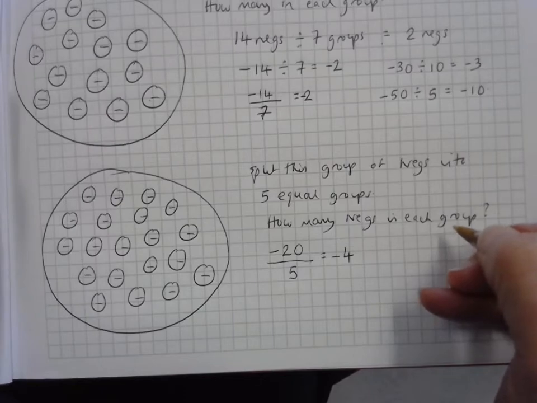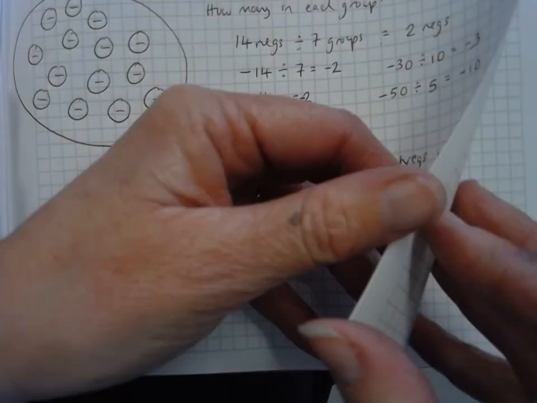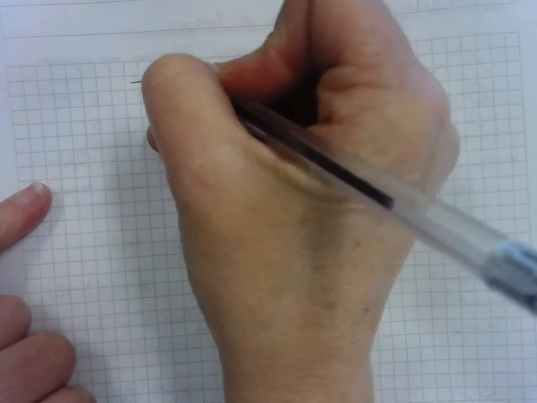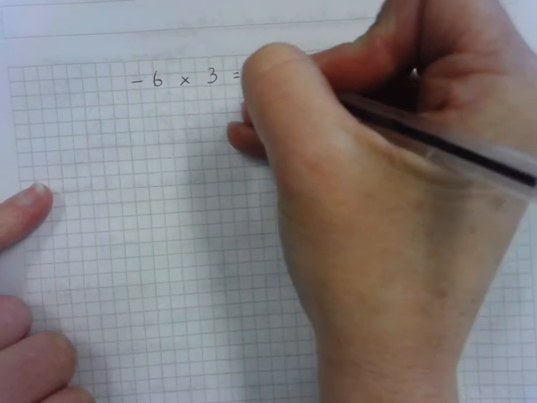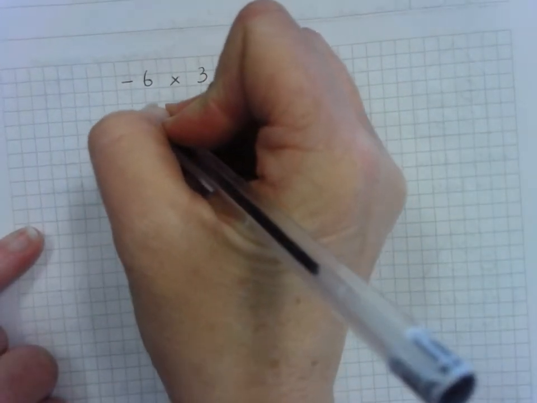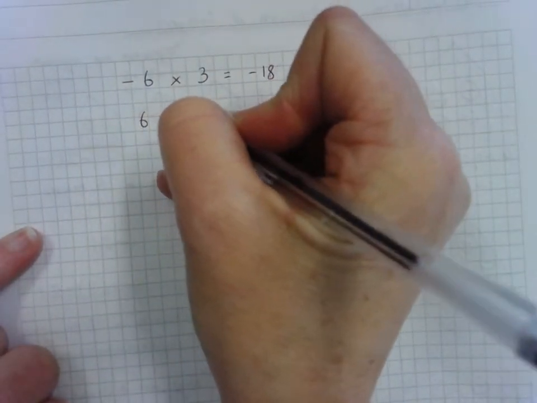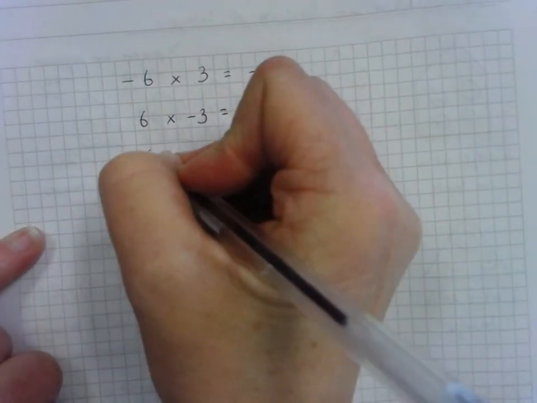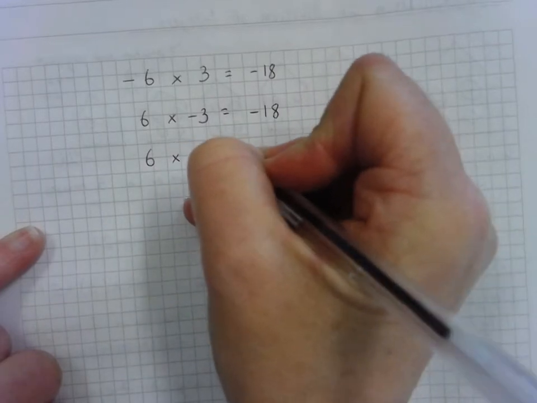Okay, let's get those rules I was talking to you about, because they might help a lot. Now, I'm going to do a few questions here, and you can see whether you can see the patterns. Okay, so let's see. If I have negative 6 times positive 3, I get negative 18. If I have 6 times negative 3, I get negative 18. If I have positive 6 by positive 3, I get positive 18.